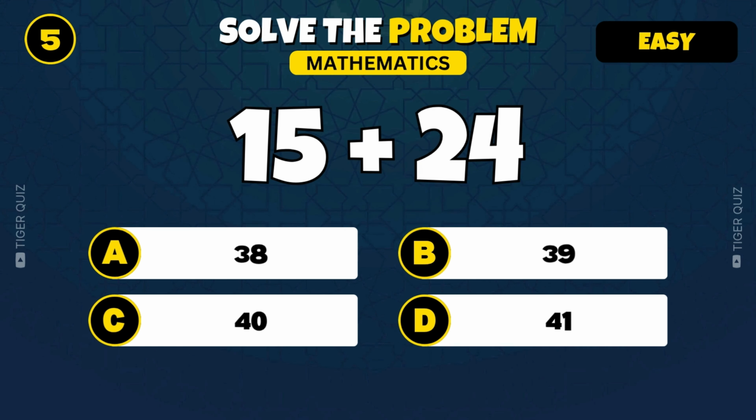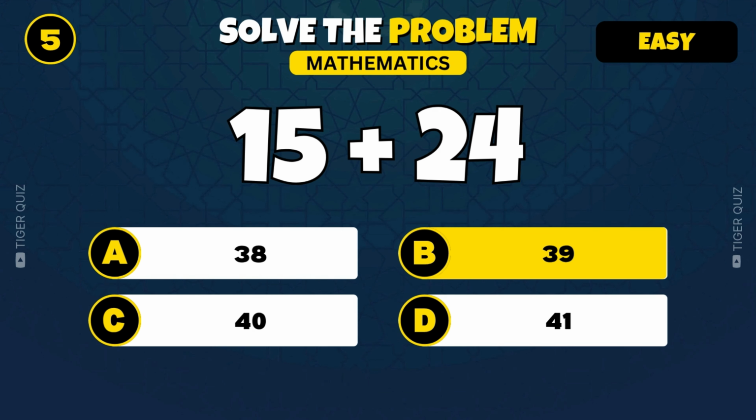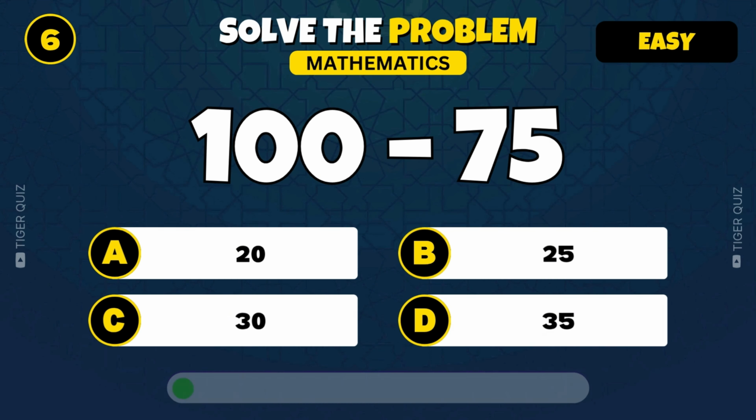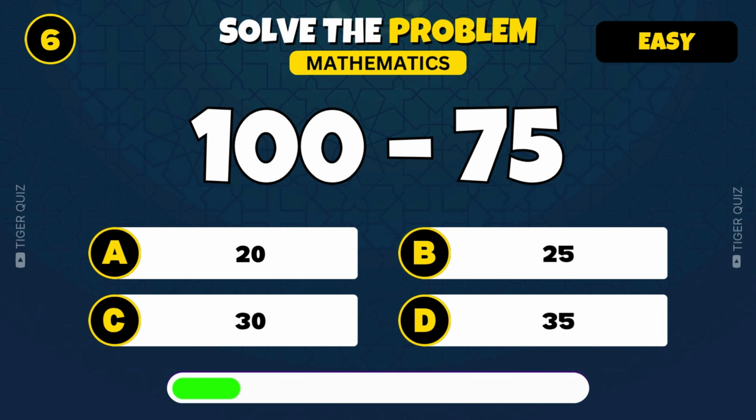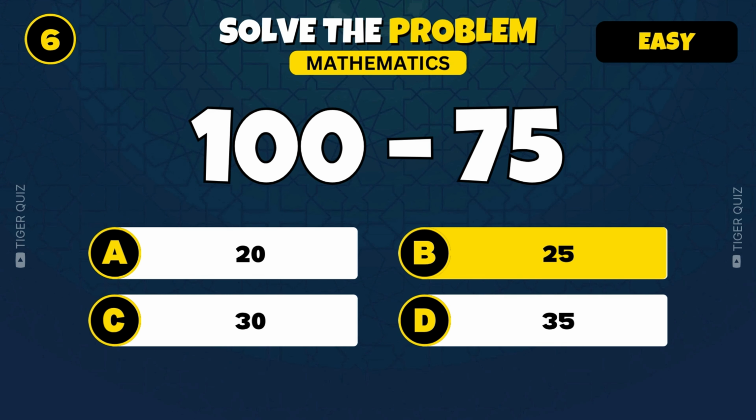What do you get when you add 15 and 24? Yep, the answer is 39. What is 100 minus 75? Nice job, it is 25.